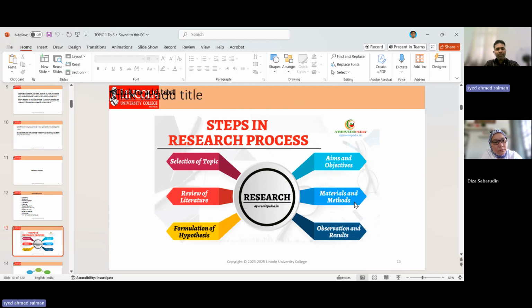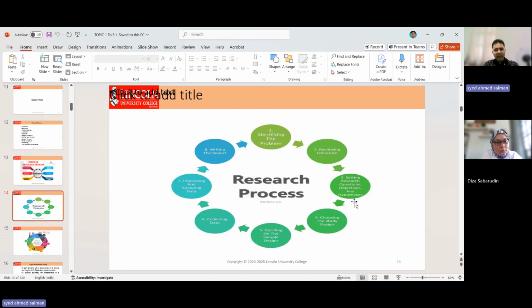Now here are the steps in the research process. You are going to select the topic, then set the aims and objectives, then review of literature, then materials and method, then formulation of hypothesis, then observation and results. I'm not going to highlight anything here. This is also identifying the research process.